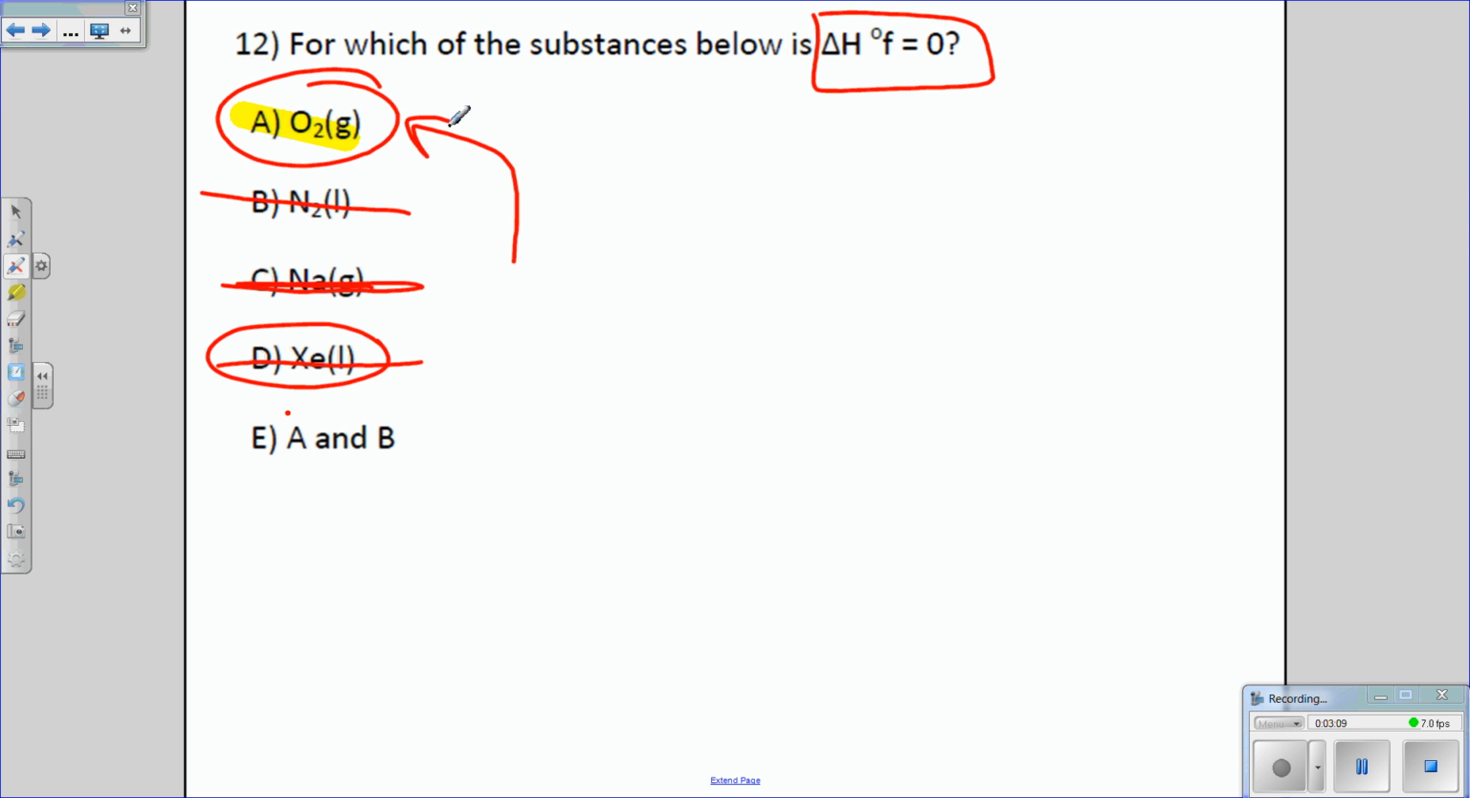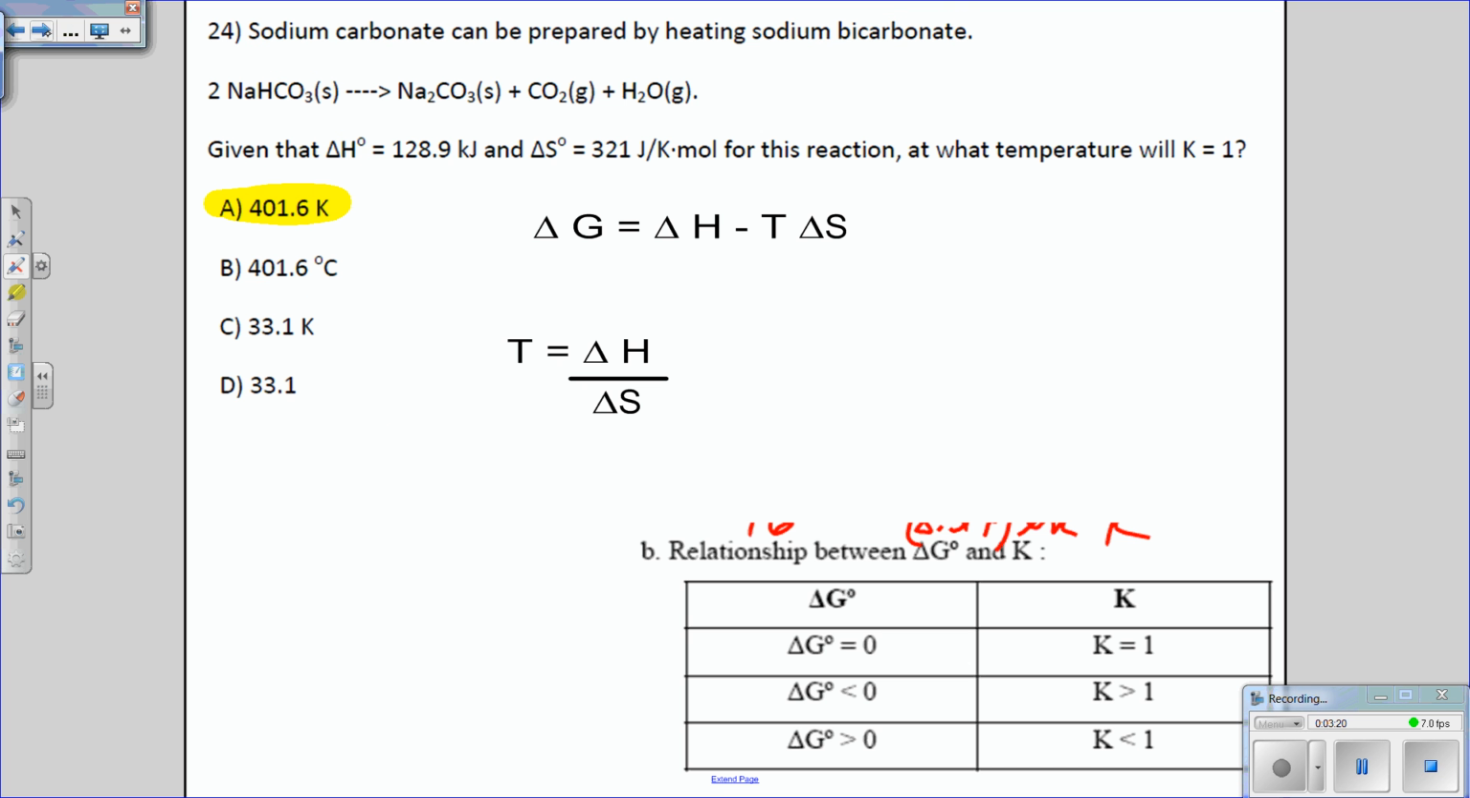At room temperature, oxygen is the correct answer. Oxygen is a gas at room temperature. So it's elemental, normal elemental state or form. They have a delta H value of 0. Next one.